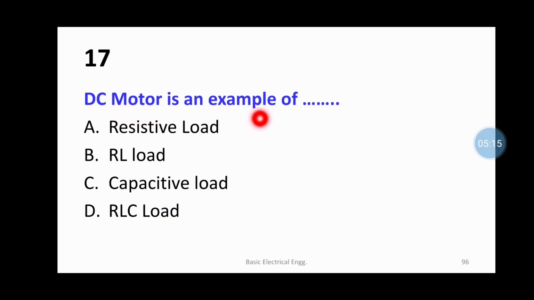DC motor is an example of. Please identify which is the right answer. Yes, of course, DC motor is an example of RL load. So please select option B.